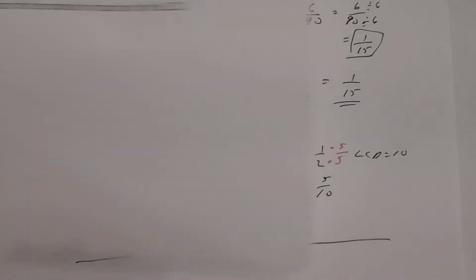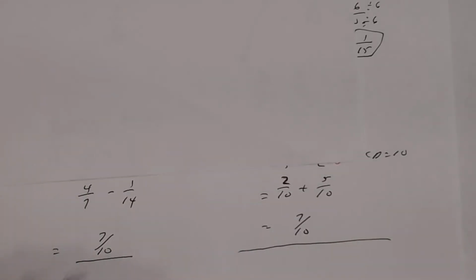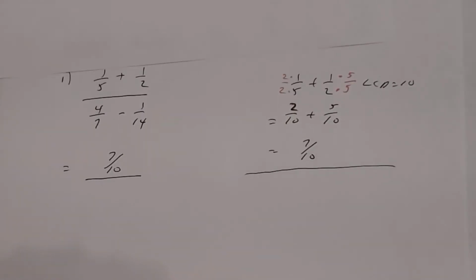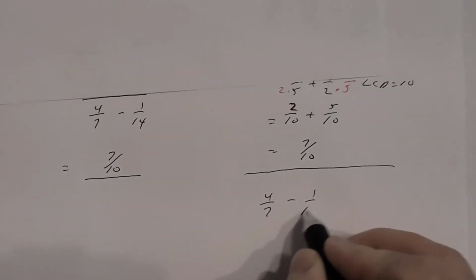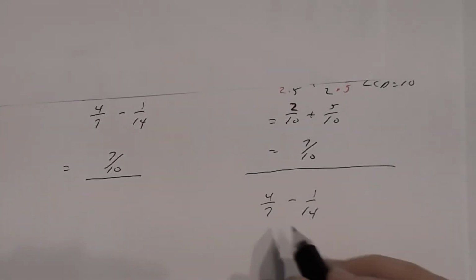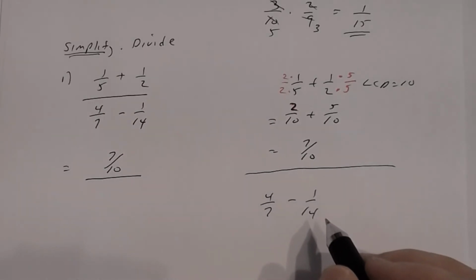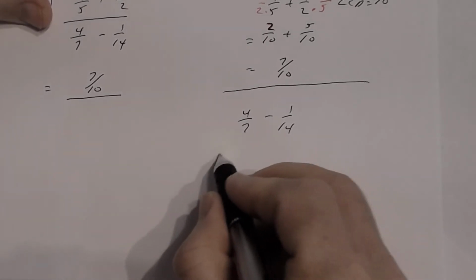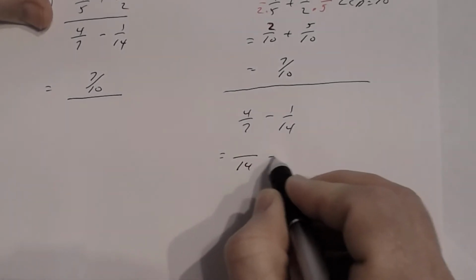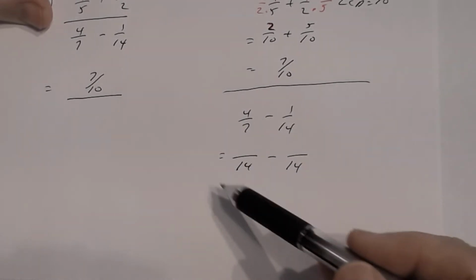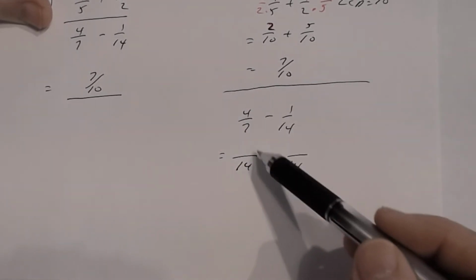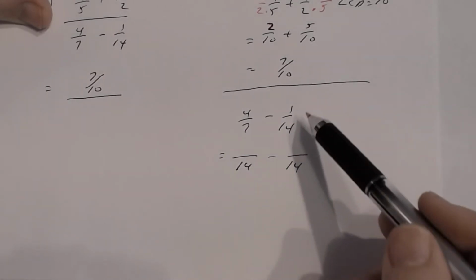So now I'm going to go to the denominator. All right, so let's look at this one now. So now we have 4/7. Do the same thing with the denominator. So 4/7 minus 1/14. So what's the least common denominator of 7 and 14? Well, the least common denominator of 7 and 14 is 14. So I'm going to write two fractions with a denominator of 14. So 4/7 is equivalent to what fraction with a denominator of 14?